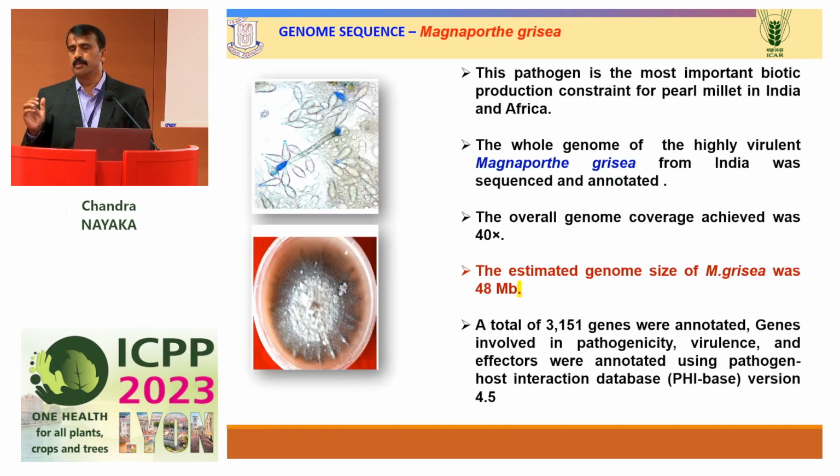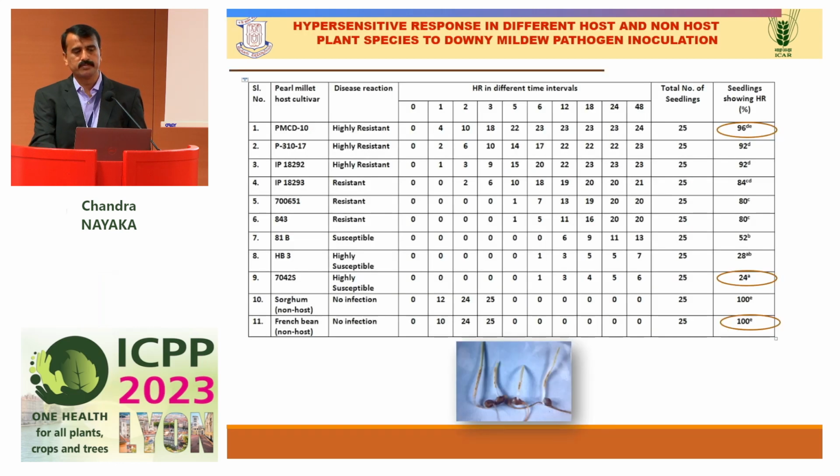We also sequenced a Magnaporthe grisea isolate, the highly virulent one, and found that the genome size is 48 MB, and 3,150 genes were annotated. The genes involved in pathogenicity, virulence and effectors were annotated using the pathogen-host interaction database. The genome was compared with rice Magnaporthe grisea as well as wheat Magnaporthe grisea, and it is different from the rice and wheat blast pathogens.